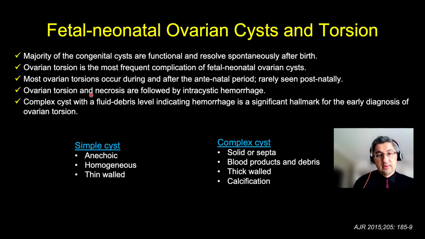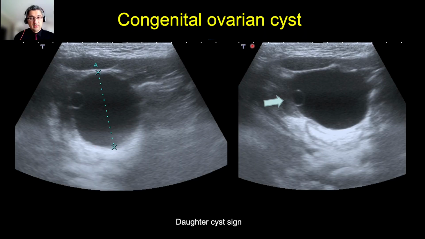Ovarian torsion and necrosis are followed by intracystic hemorrhage. Complex cyst with a fluid debris level indicating hemorrhage is a significant hallmark for the early diagnosis of ovarian torsion. I will show you some examples. So, what do I mean by simple cyst and complex cyst? It was described as anechoic, homogeneous, and thin-walled for simple cyst, solid septa, blood products, debris, thick-walled, and calcification for complex cyst. So let me show you this congenital ovarian cyst.